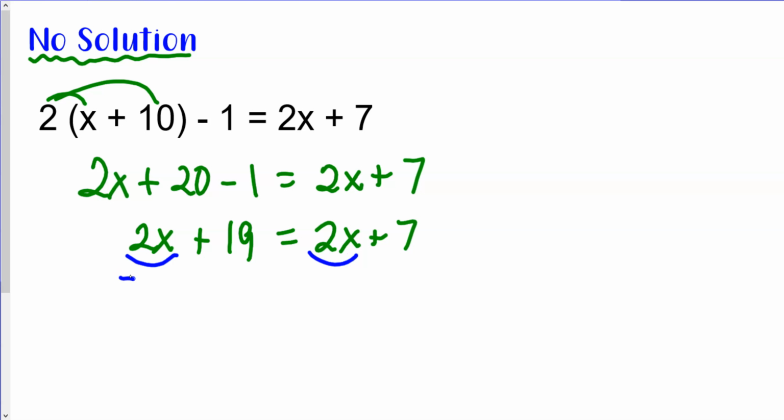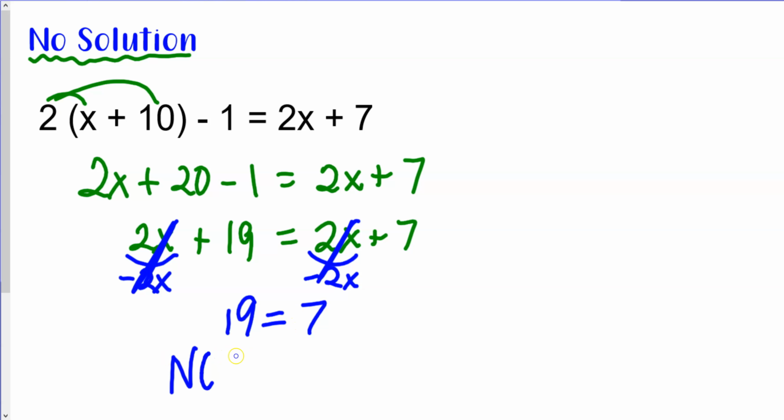So if I start to move on and subtract 2x from both sides, this side, the variable cancels out, and this side, the variable cancels out, and what you end up with is an equation that says 19 equals 7. Both of the variable terms are gone. There's no more variable in the equation. And if you look at the equation and ask yourself, hey, is this true? Is 19 equal to 7? The answer is no, it's not true. So your answer is NS, as in no solution.